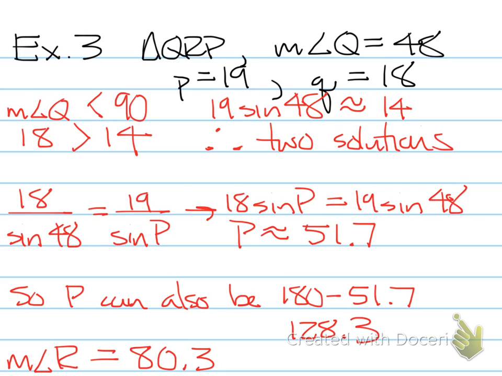And then now we're going to add those two angles up and subtract them from 180. So 51.7 plus 48 subtracted from 180 gives us 80.3. And we can add the 48 and the 128.3, add those two up, subtract from 180, and we get 3.7.